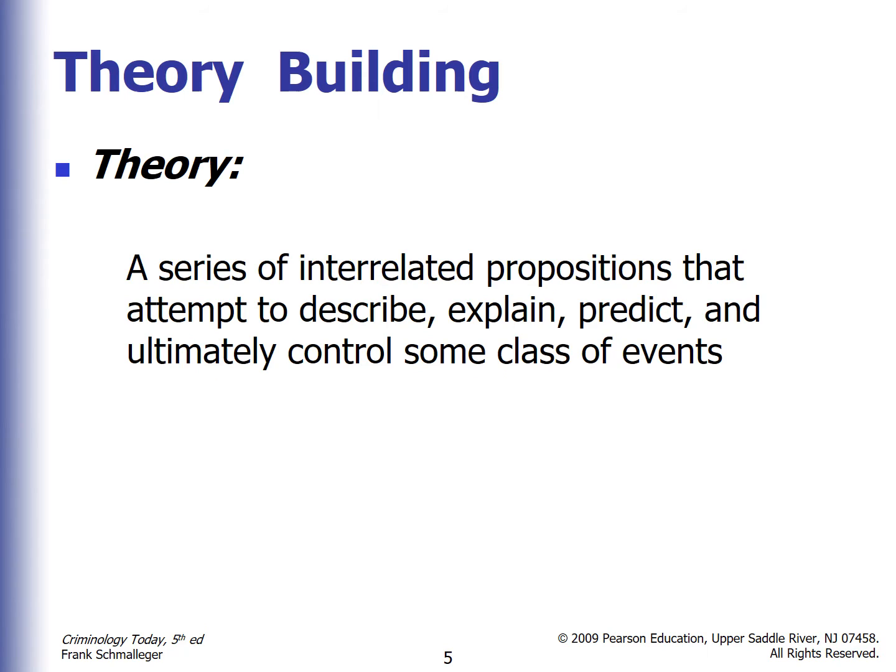A theory is a series of interrelated propositions that attempt to describe, explain, predict, and ultimately control some class of events. So when a researcher or an academic comes up with a theory, they have a whole bunch of interrelated things that are going to try to describe what's going on, explain what's going on, predict future events, and hopefully, if we really do have a good working theory, maybe we can control things that go on in the future because we understand them better and what's causing our problems.